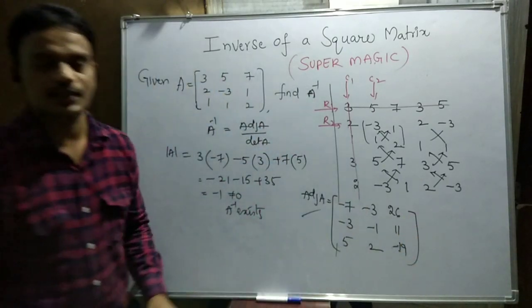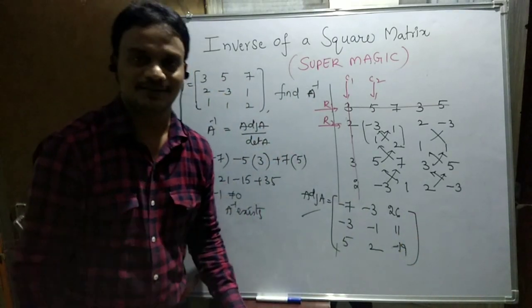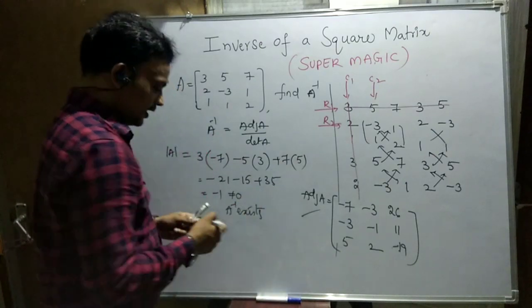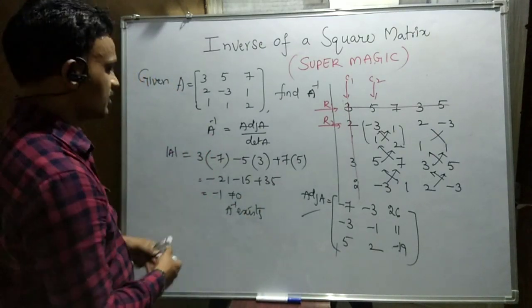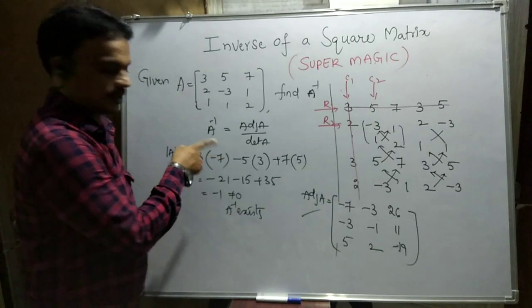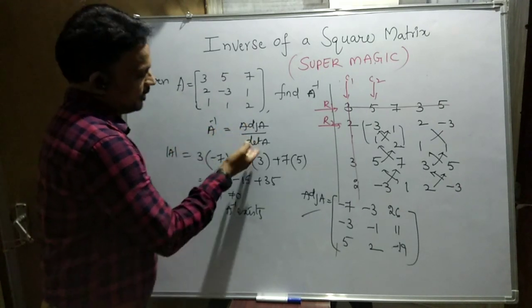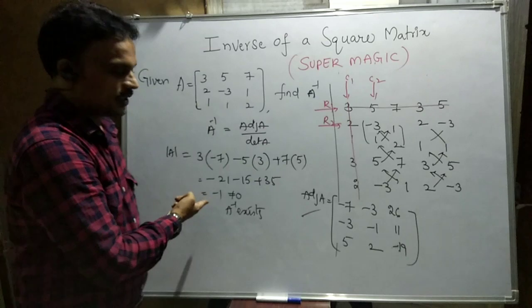That's it. This is the adjoint of A completed. After getting the adjoint of A, what is the formula for finding the multiplicative inverse? A inverse is equal to adjoint A by det A. The det A value is already known, which is minus 1.